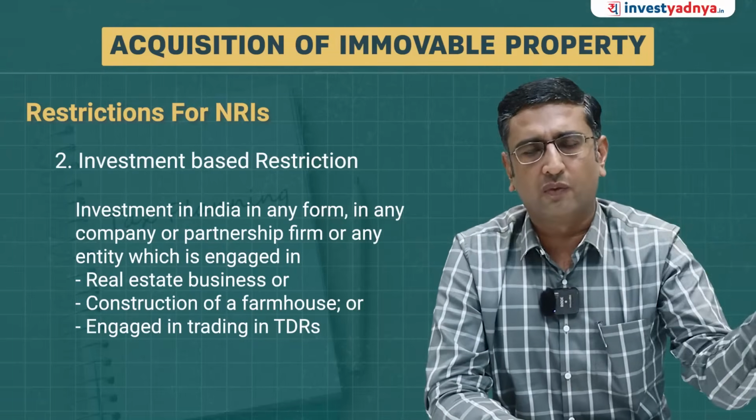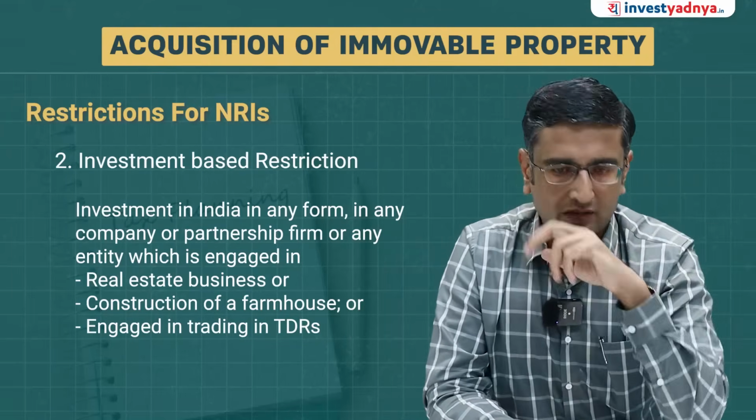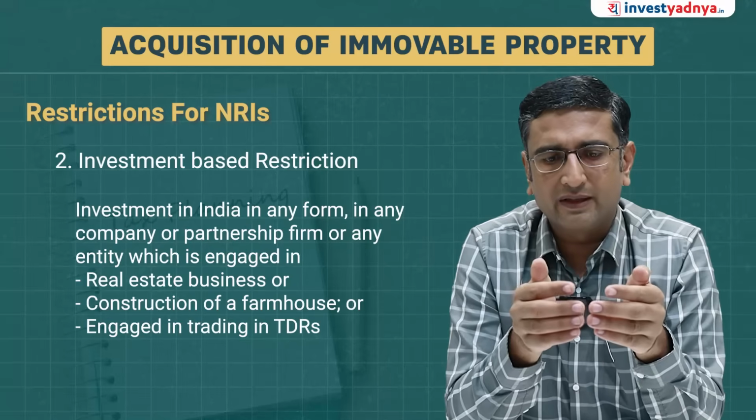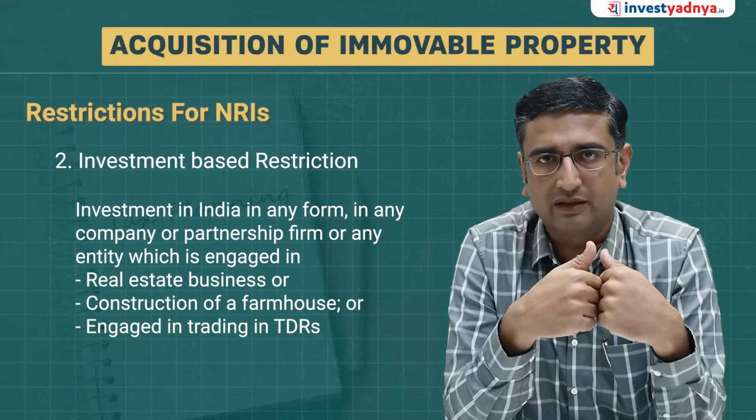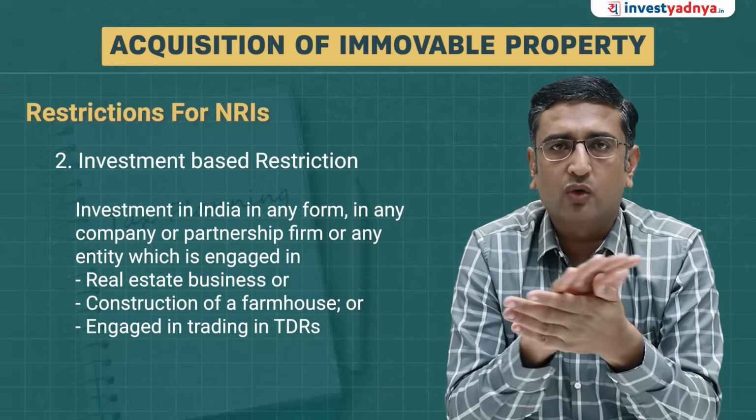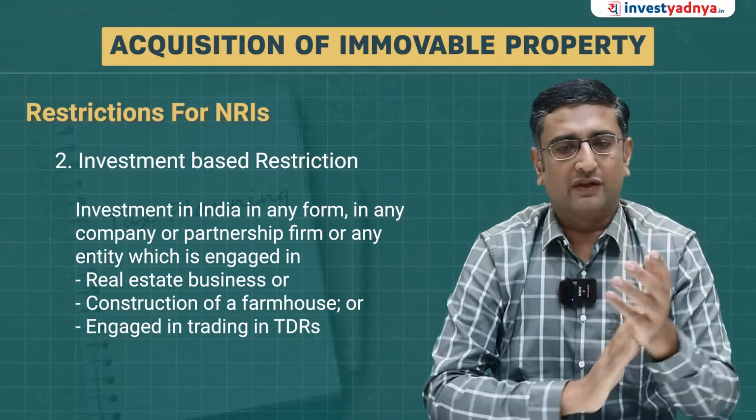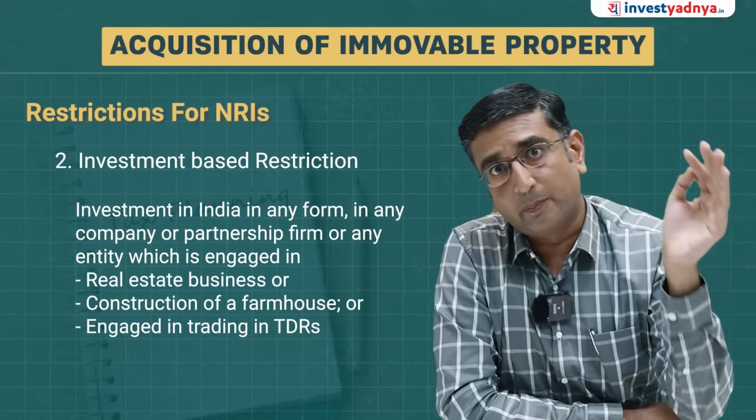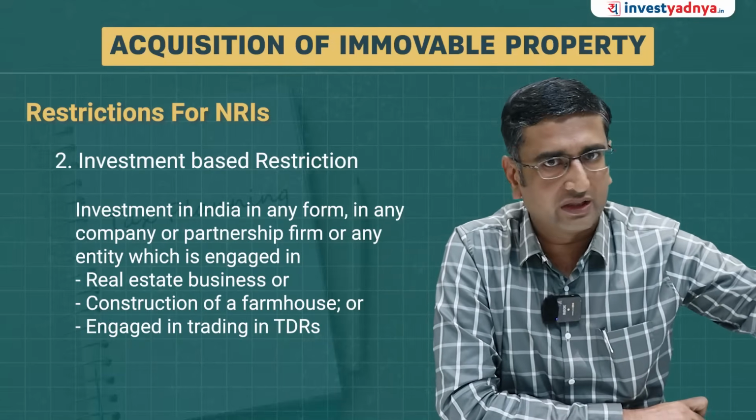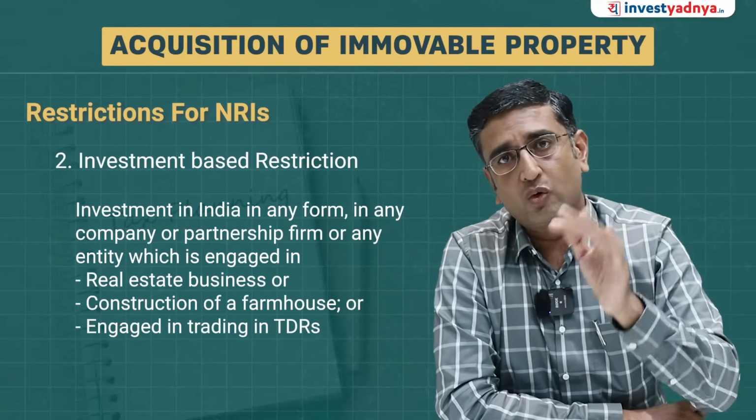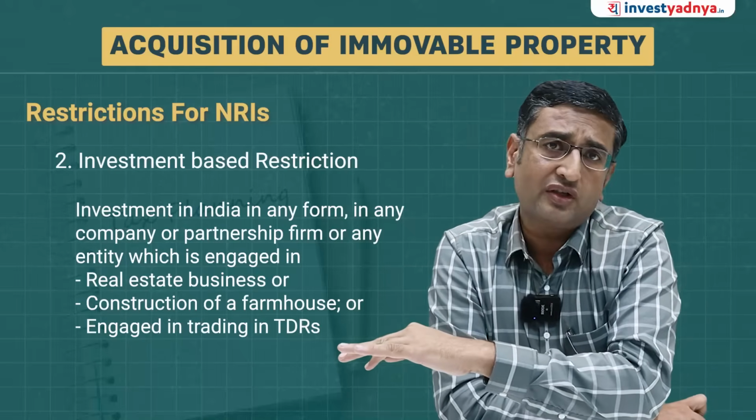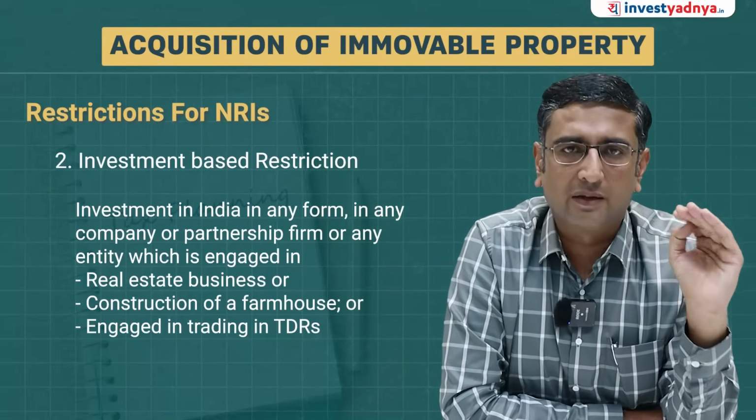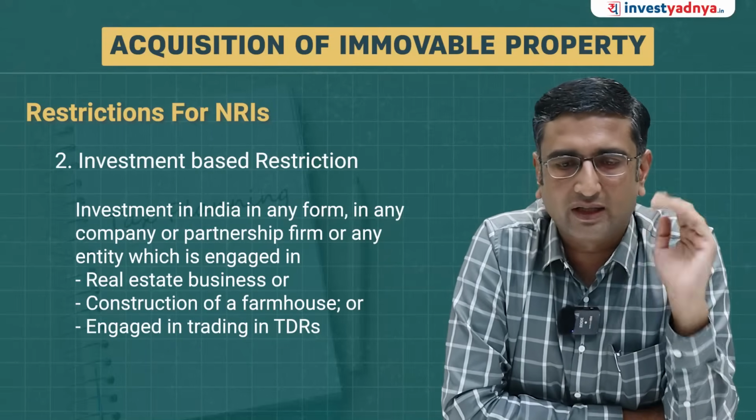TDRs is the FSI which we buy in the open market for construction purposes. So whichever company is dealing in, or having a business of dealing in, all three businesses, in those businesses NRI OCI are not allowed to invest. NRI OCI is not allowed to invest in real estate business, not allowed to invest in a business which is building a farmhouse, even. Buying a farmhouse is already banned. So a company which is constructing a farmhouse, in that company also the NRI OCI is not allowed to invest. And thirdly, a company which is trading in TDRs, in that company also NRI OCI is not allowed.